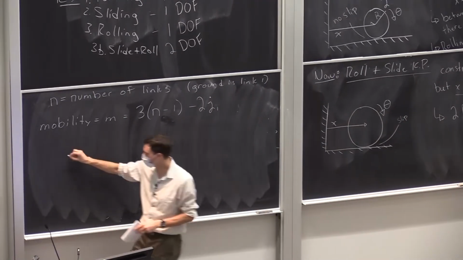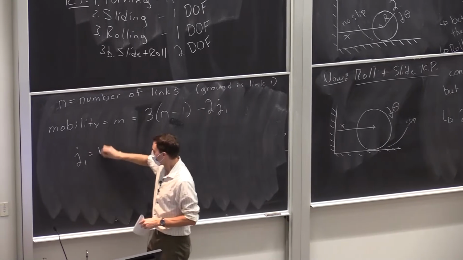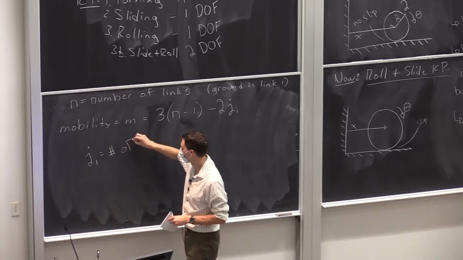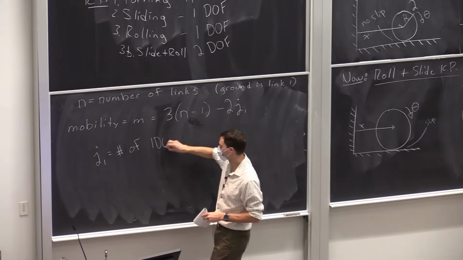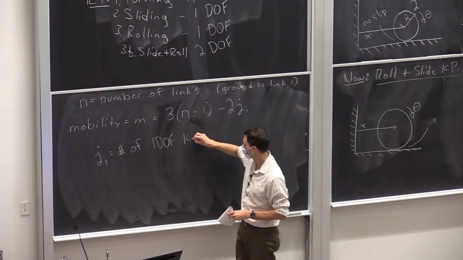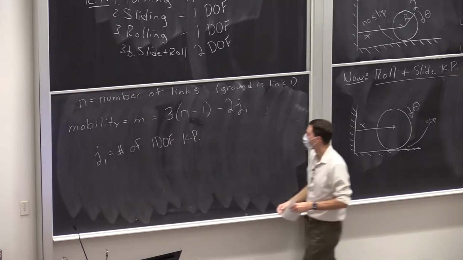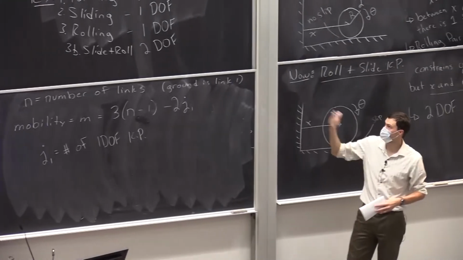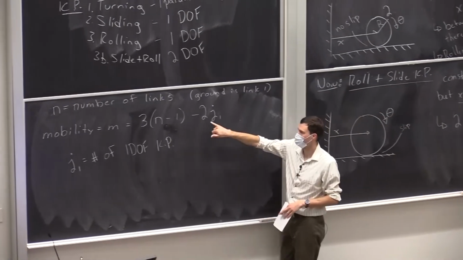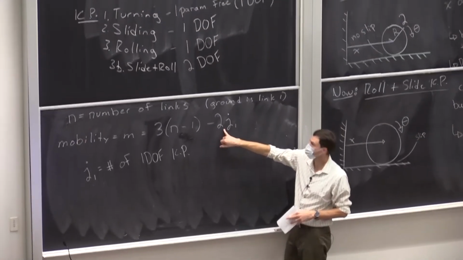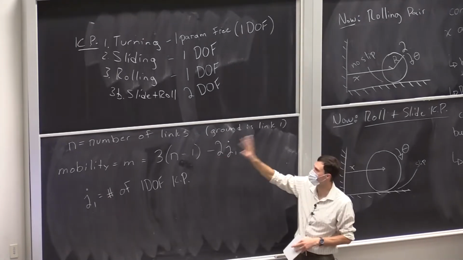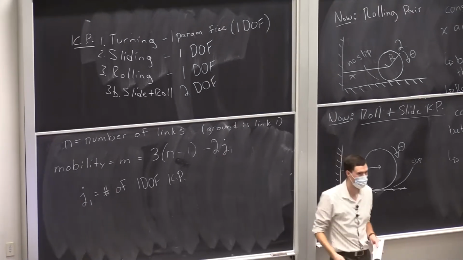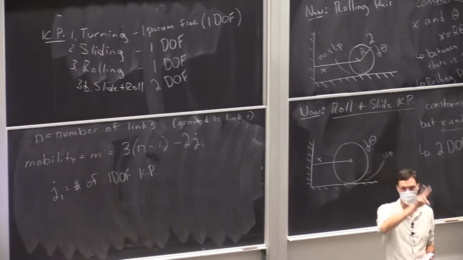So we're going to subtract, and the book uses this letter J. So J1, that's our number of 1 degree of freedom kinematic pairs. Okay, so for every turning pair, you're going to subtract 2. For every sliding pair, you're going to subtract 2. For every rolling pair, you're going to subtract 2. Each of those constrains 2 parameters.